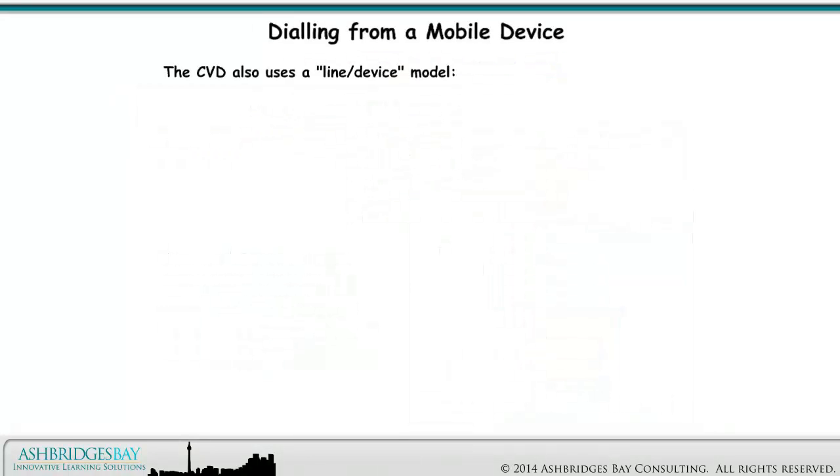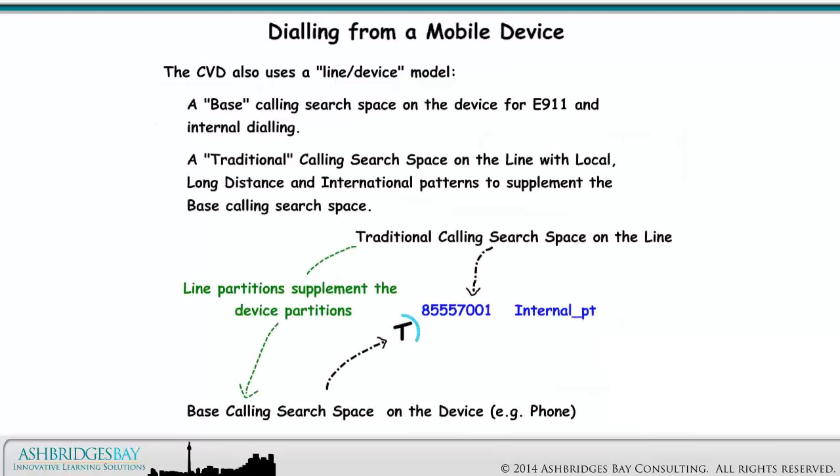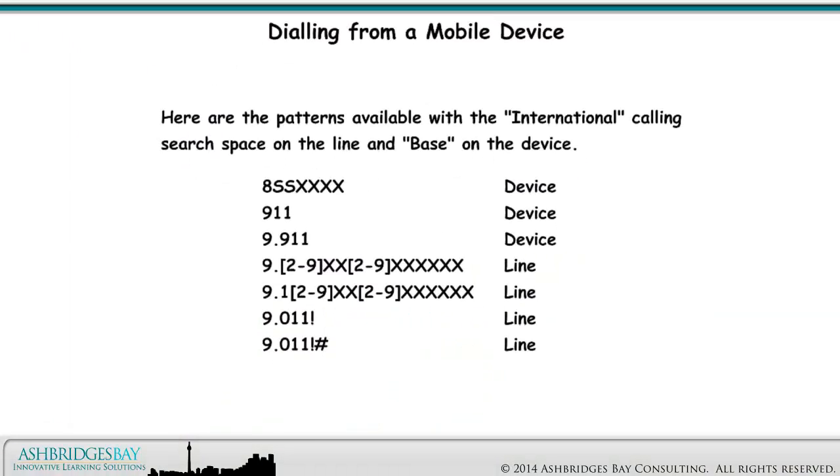The CVD also uses a line device model, a base calling search space on the device for E911 and internal dialing, and a traditional calling search space on the line with local, long distance, and international patterns to supplement the base calling search space. Here are the patterns available with the international calling search space on the line and base on the device.